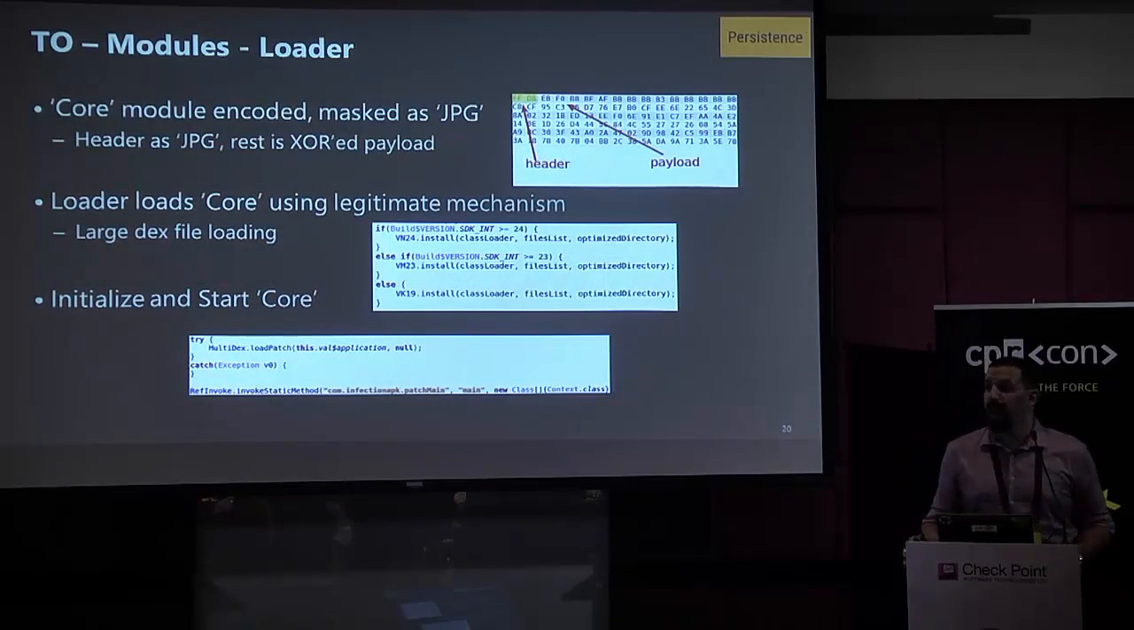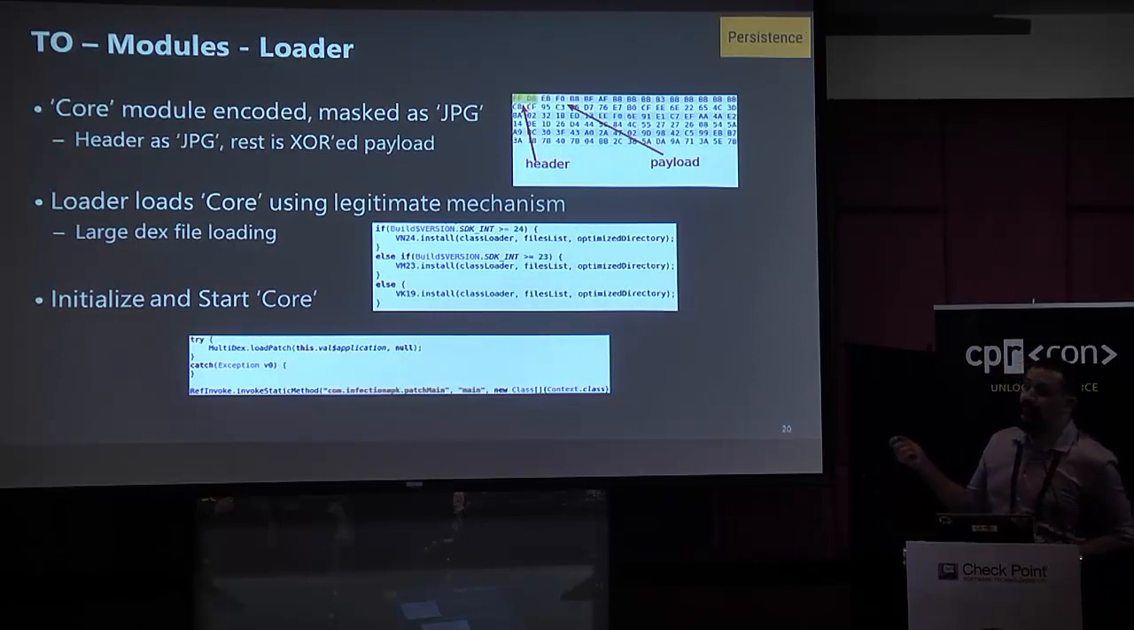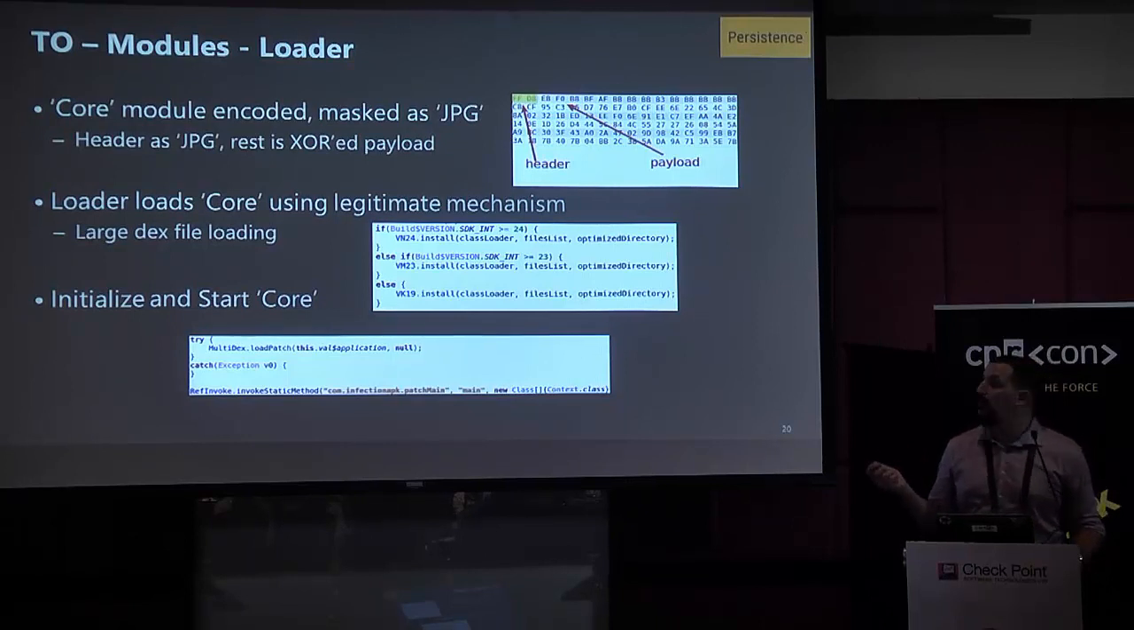First, we have the loader. As I said earlier, with the sole purpose of extracting and executing the core module. But the core module is actually encoded as a JPEG. You can see here the header, the FFD8, which is the header of a JPEG, and the rest is just XOR data. So let's load that JPEG, discard the header, and de-XOR the entire JPEG. And now we have our own DEX file for the core module.